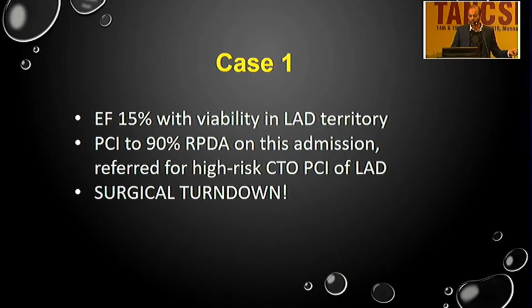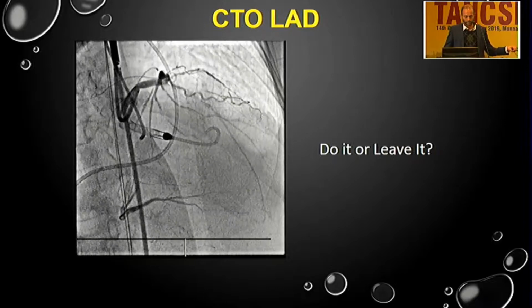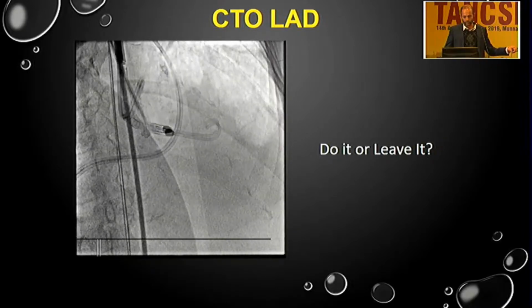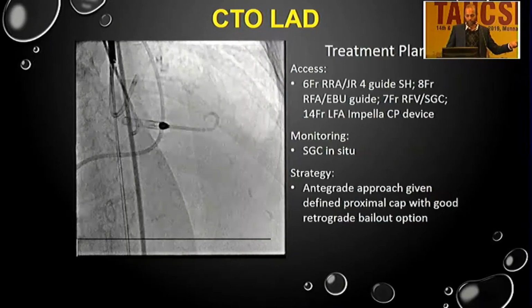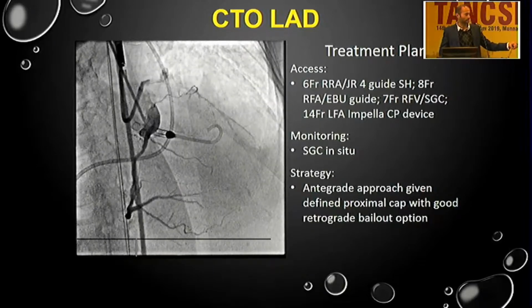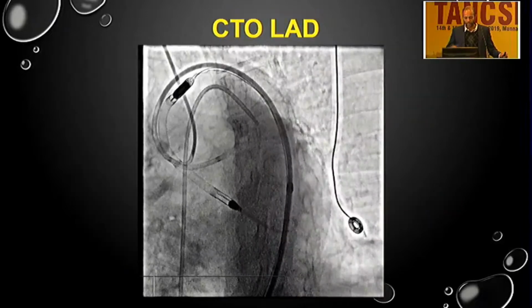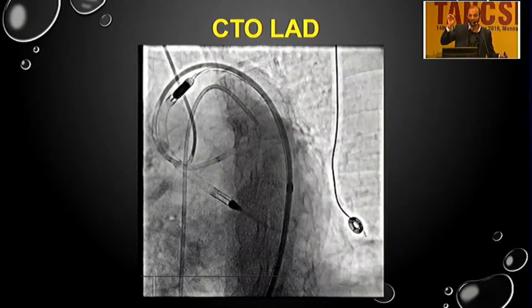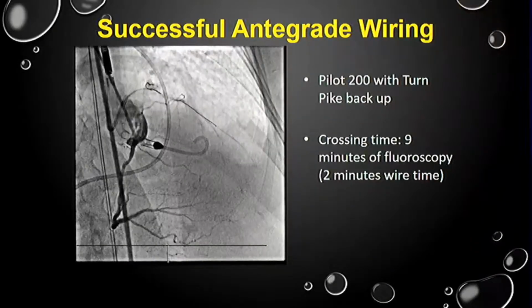15% EF, LAD territory is viable, prior surgical turn down. So this was not done in India, so I'm just going to start with that. LAD territory, as you can see, the EF is pretty bad. You want to do it, not do it? This is something that, when it's viable, we typically tend to do. There's an Impella that's already in place. This is the access site, so I'm just going to keep going. Antegrade was the initial approach because we had a clear target, and we were thankfully able to wire it easily without too much of a hassle.